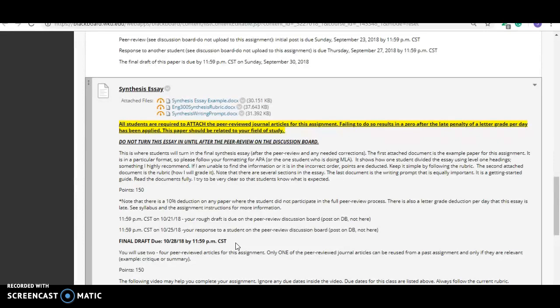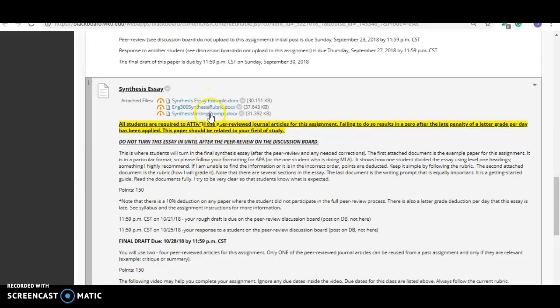You will have to do 2 to 4 peer-reviewed journal articles for this. So you can go up to 4, but keep in mind it's a little bit harder to do that. It's easier to form connections between 2 articles than it is 4. So this is that example, and I already posted a video for that. There's a link down below.